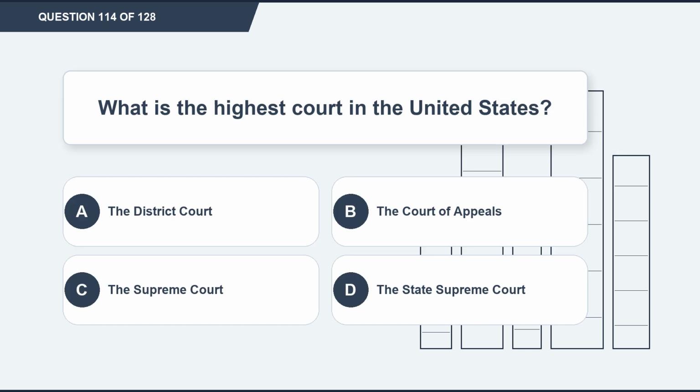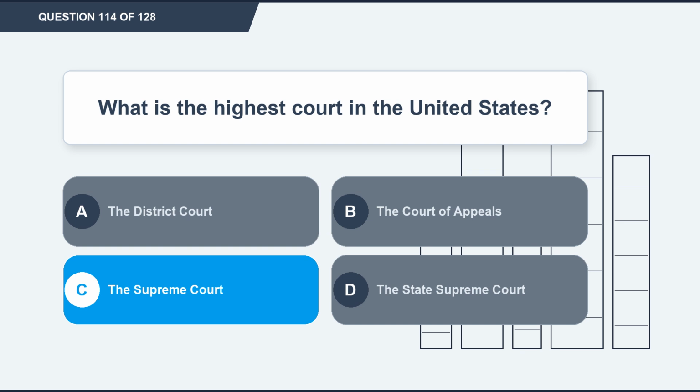Question 114. What is the highest court in the United States? Option A, the District Court. Option B, the Court of Appeals. Option C, the Supreme Court. Option D, the State Supreme Court. The correct answer is option C, the Supreme Court. Explanation.